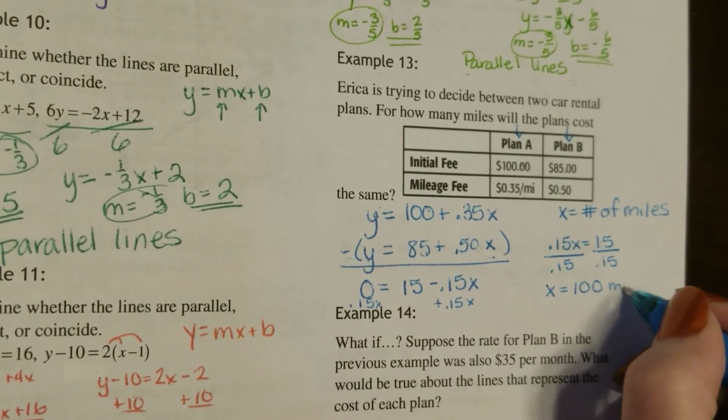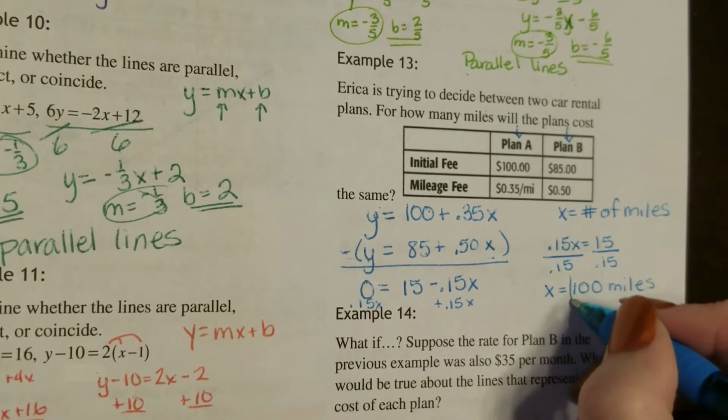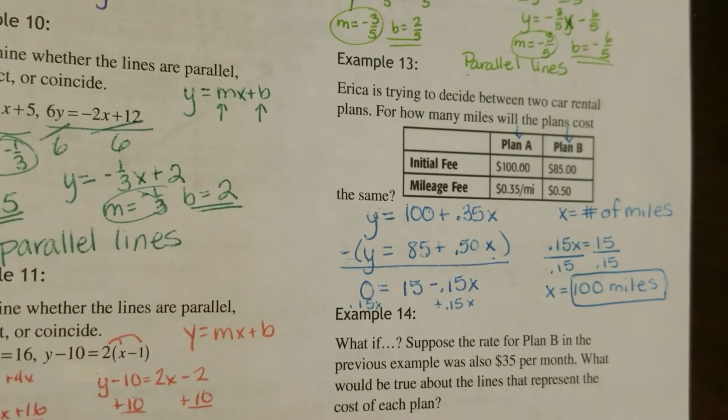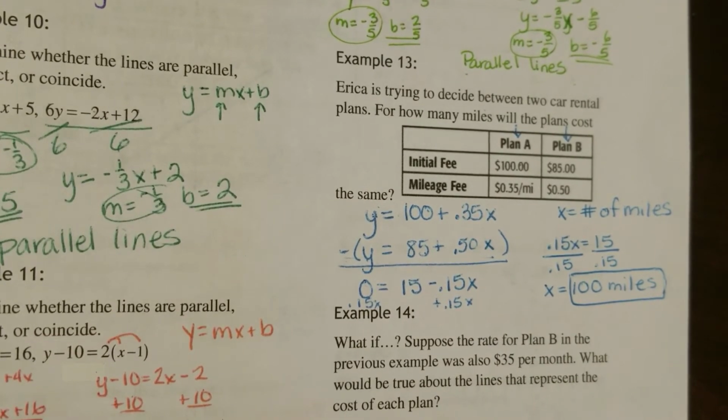And remember, they're asking us for how many miles? And x was the number of miles. So at 100 miles, the plans would cost the same.